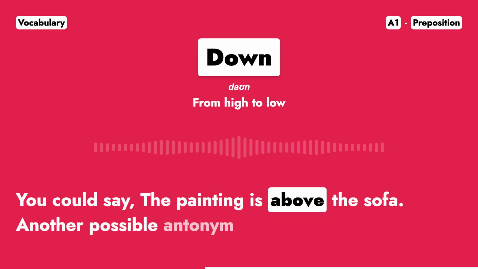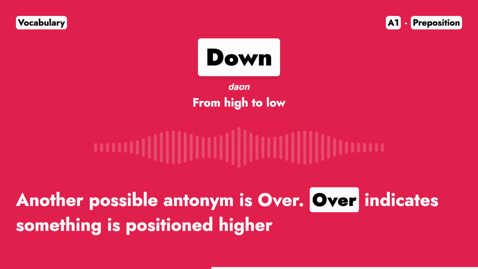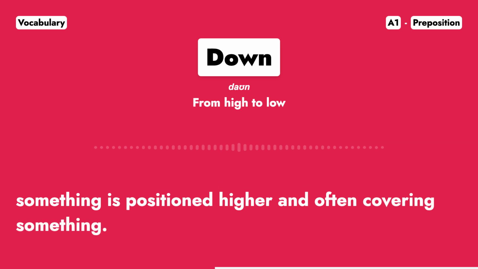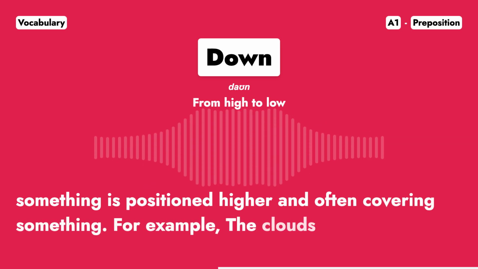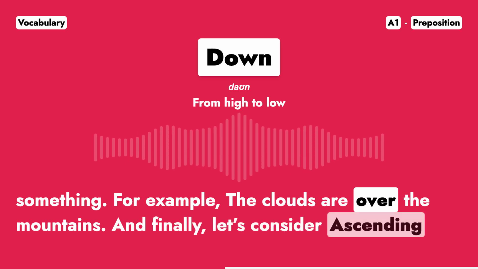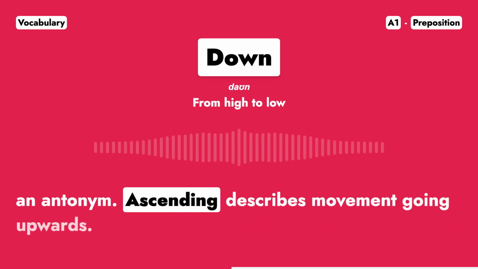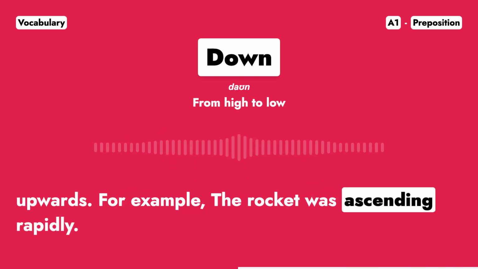Another possible antonym is over. Over indicates something is positioned higher and often covering something. For example, the clouds are over the mountains. And finally, let's consider ascending as an antonym. Ascending describes movement going upwards. For example, the rocket was ascending rapidly.